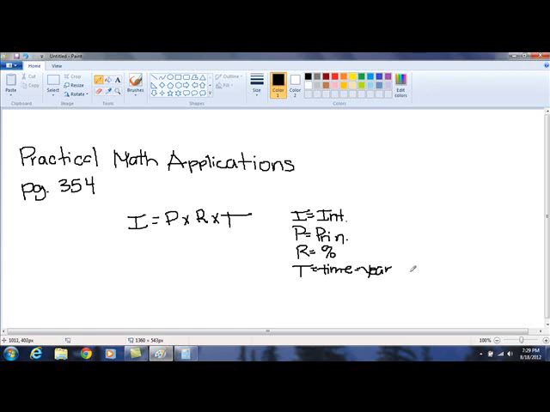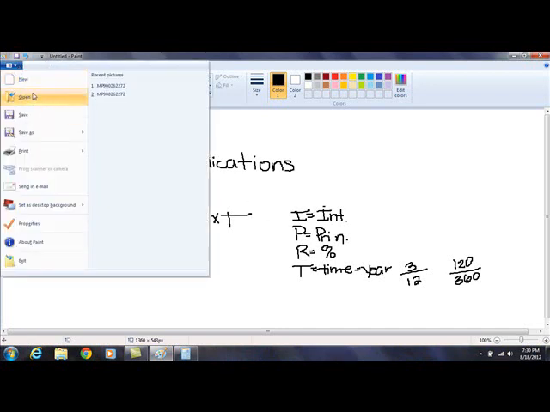So if we're given the time in months, then we'll have to put it into the form of a year. So if we say 3 months, then we'll have to say 3 out of 12 months, and that puts it into the form of a year. If we're given days, like maybe 120 days, then we have to put that into the form of a year by either using 360 or 365. So 120 out of 360 or 365. Okay. So keeping that in mind, then we'll move on to starting the lesson.